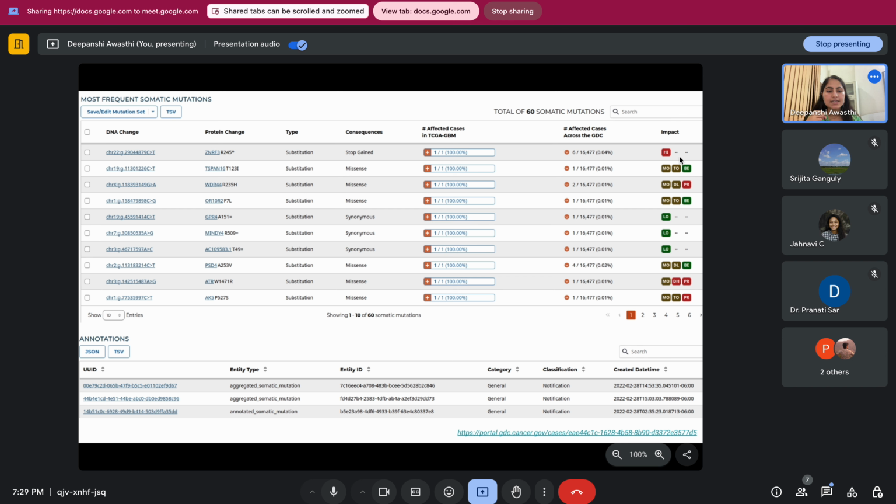Similarly on the rightmost end, if you see impact, it tells you what is the impact of this particular mutation. Here it is written as HI. HI means high impact, which means that although it is only observed in 0.04% of cases, it has a high impact. That means it could lead to the death of the individual. That could also be one of the reasons that we are not able to observe it in multiple cases, because those individuals die in the early stages, since it is such a violent mutation.